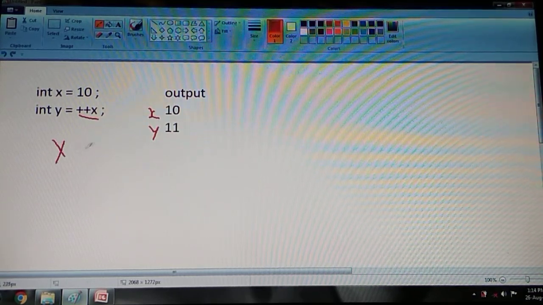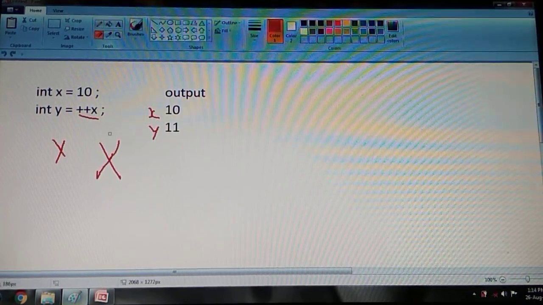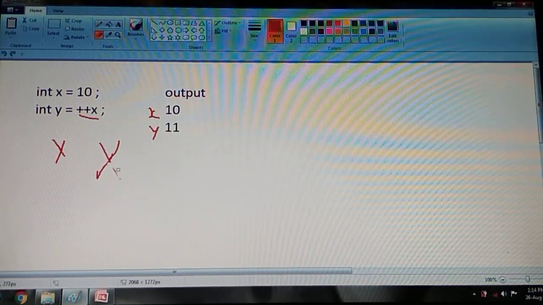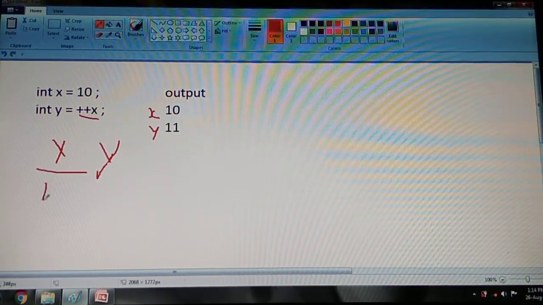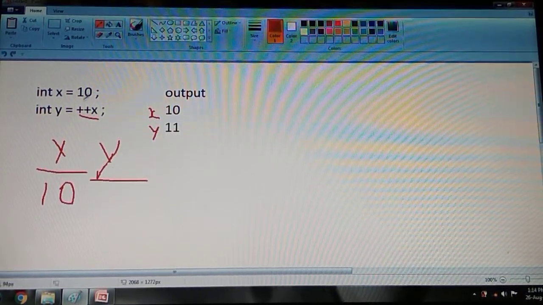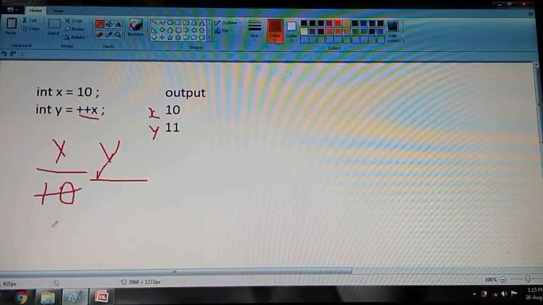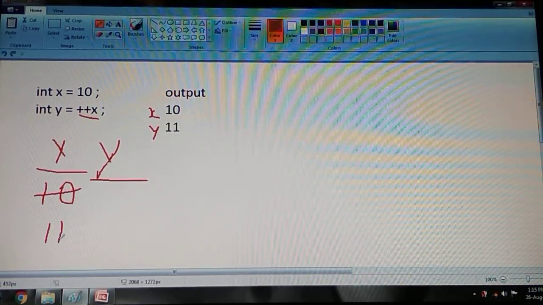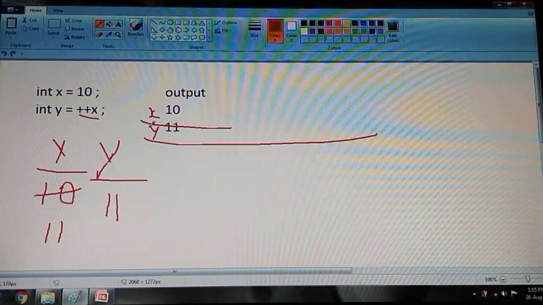Here first of all we will write x and y. Then x is 10, and y is asked plus x, meaning x equals 10. Now since it is given plus x, it will increment and become 11. Now the value of y equals 11. So x equals 10 and y equals 11.